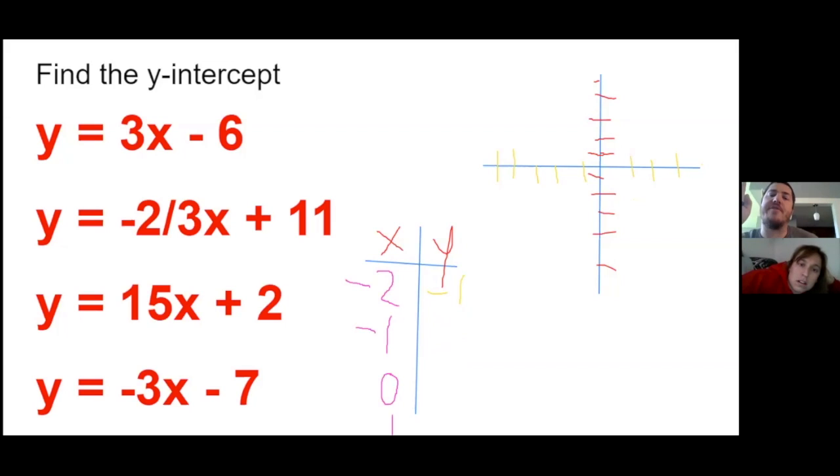Negative 3. Negative 1. 1. And 3. Okay, now it'll fit. So these numbers I could put up here on the graph.